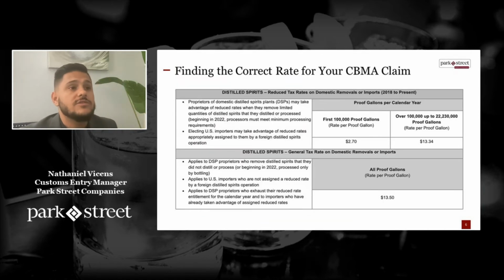So here's an example of distilled spirits. The regular rate, if you read through this, is $13.50 per proof gallon. But for the purpose of CBMA, they're going to be allotting at the rate of $2.70 per proof gallon for 100,000 proof gallons. Now, I want to stop here and just say, this is for any given year.